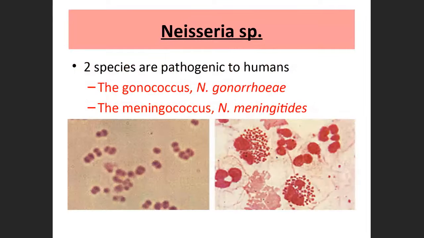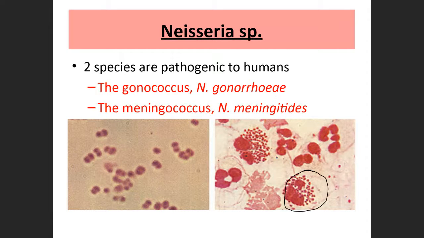It is oxidase positive, gram-negative cocci. We're going to look at 2 species, Neisseria gonorrhoeae and Neisseria meningitidis. Both of them can grow inside white blood cells, and that is one of the telltale signs.